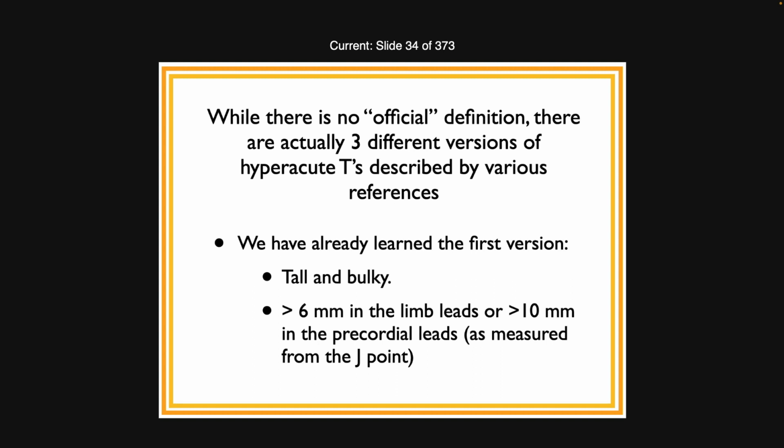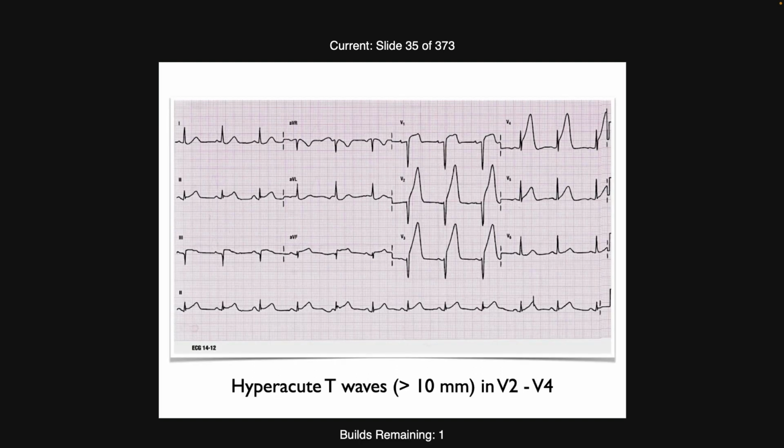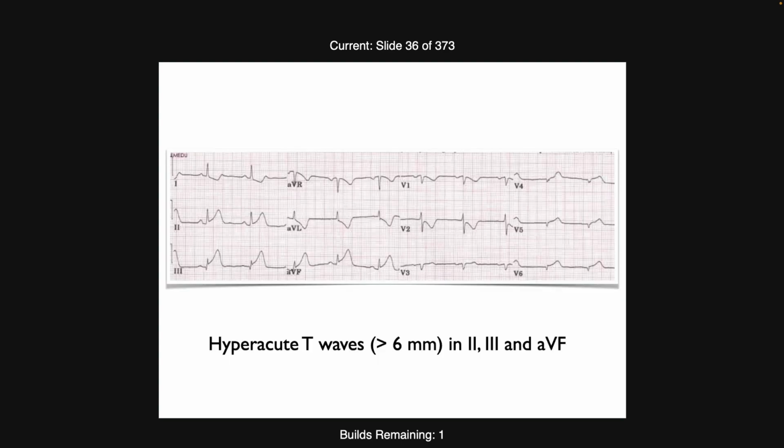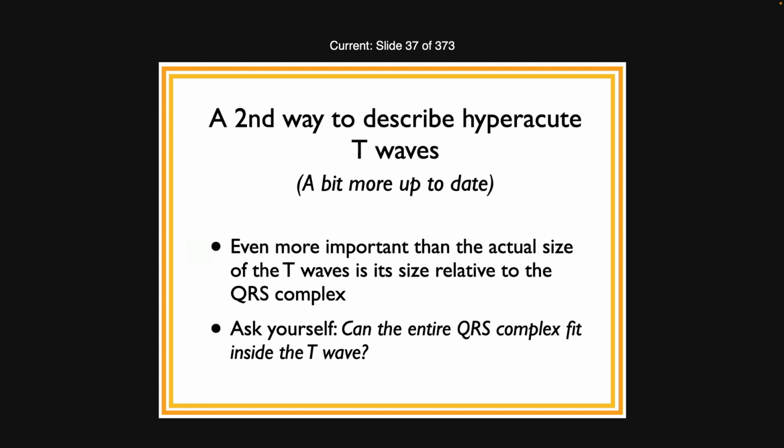And I probably showed you this before. We can see the hyperacutes in the septal anterior leads. And then in the precordials, they need to be greater than 6. We've seen that too. But here's a second way to describe hyperacute T waves.